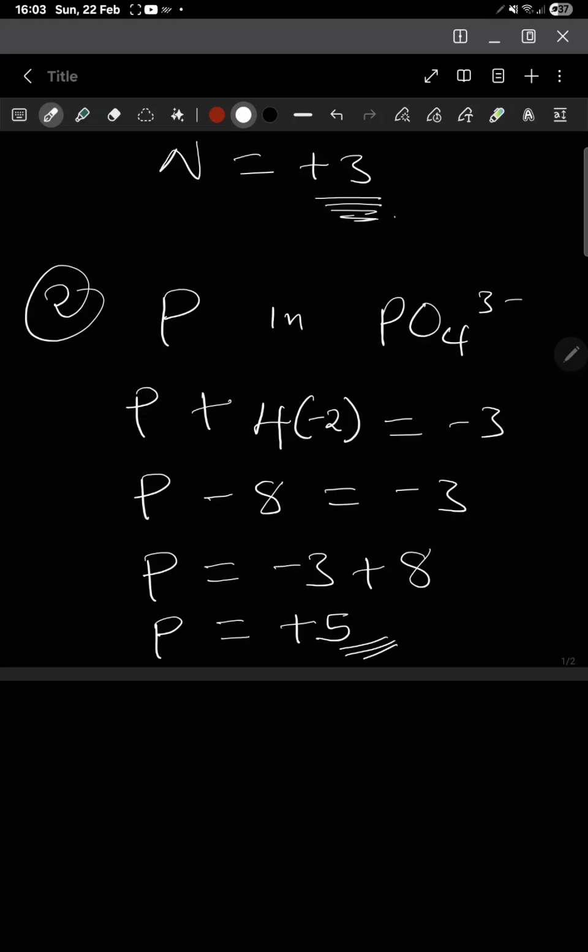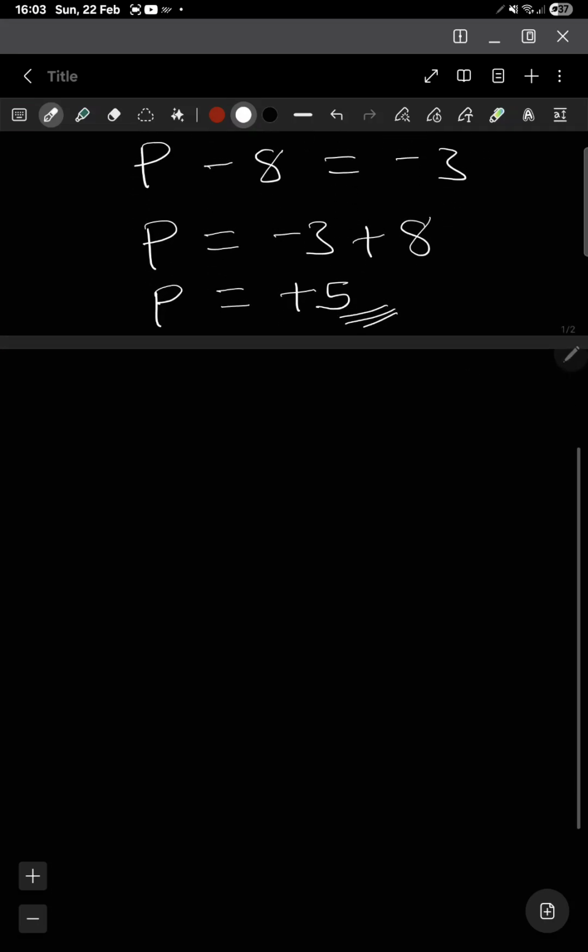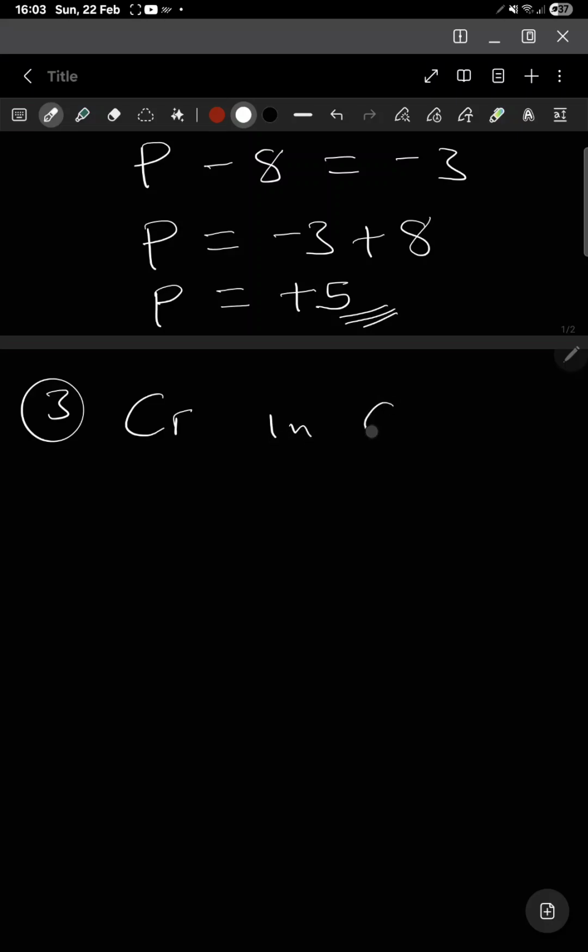Alright, we can still do some more examples so that we can perfect our skills and understand this better. To do that, we are going to question number 3, where we are going to calculate the oxidation number of Cr, which is chromium, in Cr2O4. That's what we are going to do.